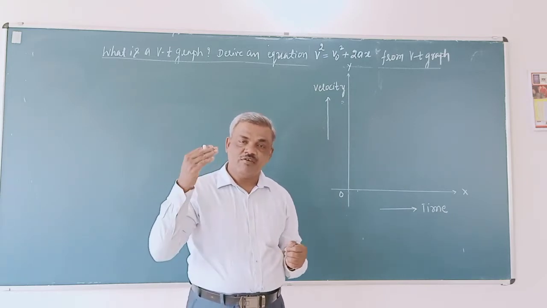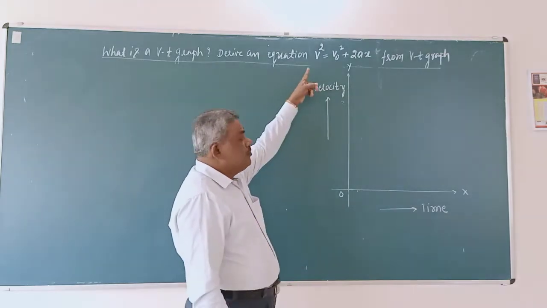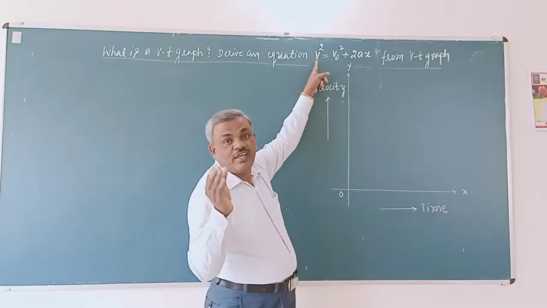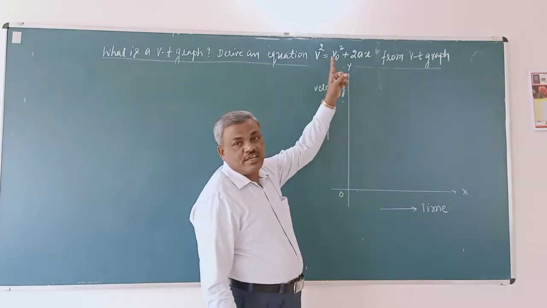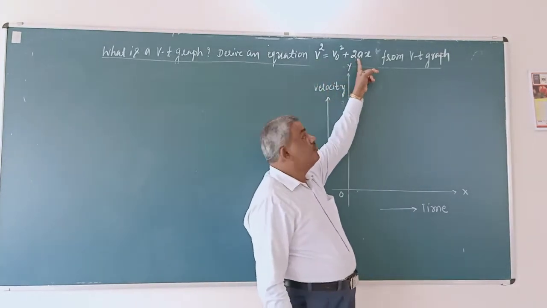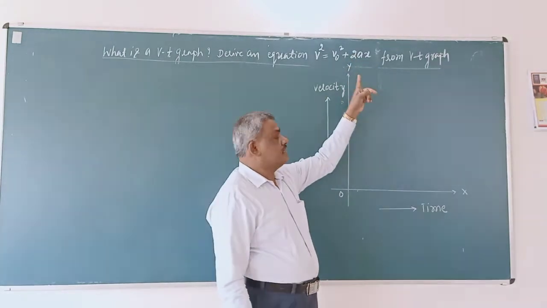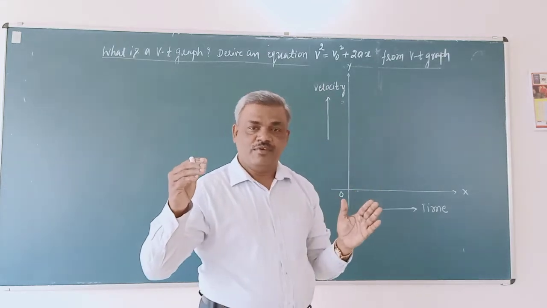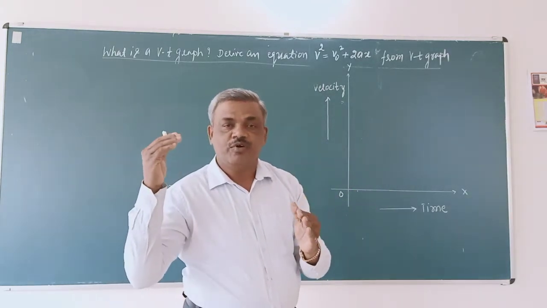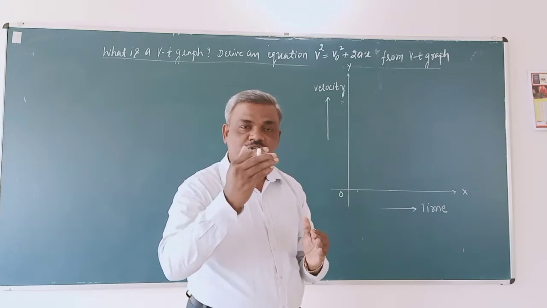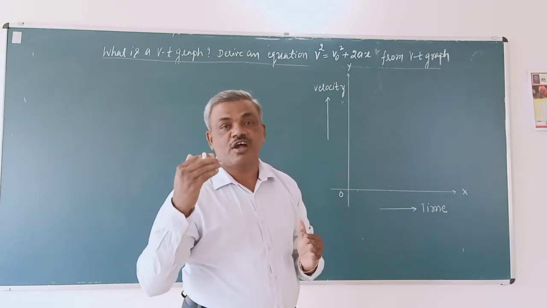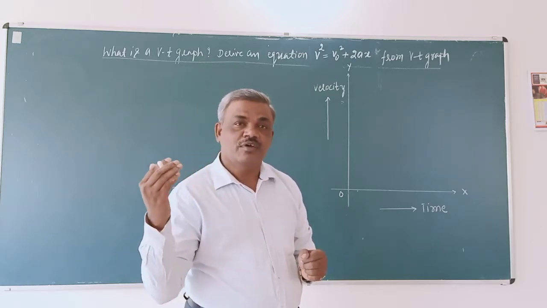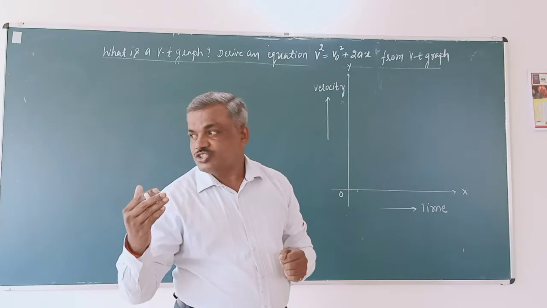So now prove the formula v square equal to v naught square plus 2ax. V is the final velocity, v naught is the initial velocity, a is the acceleration, x is the displacement. So how to draw the VT graph? First you know the concept of a body moving with uniform acceleration and some initial velocity.